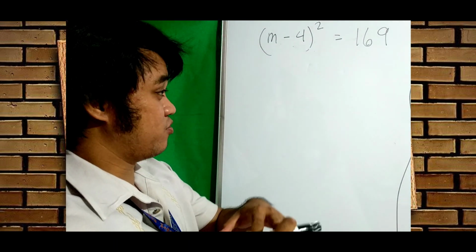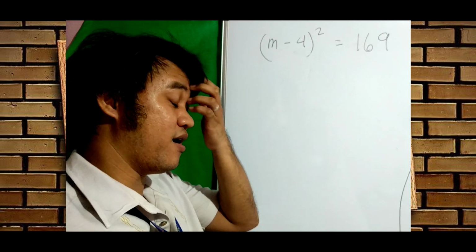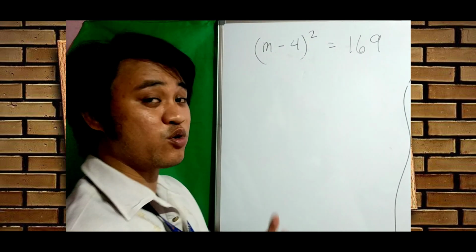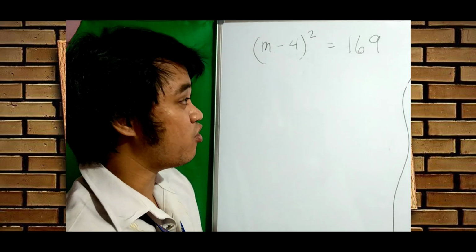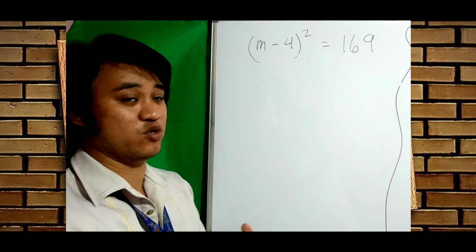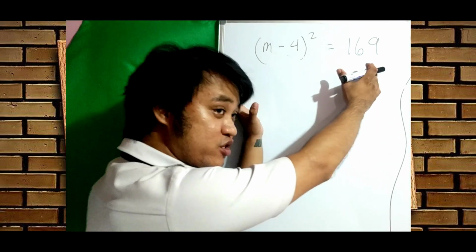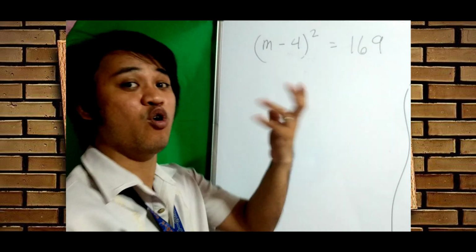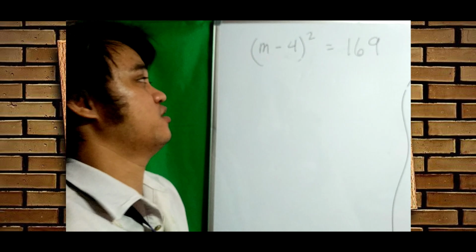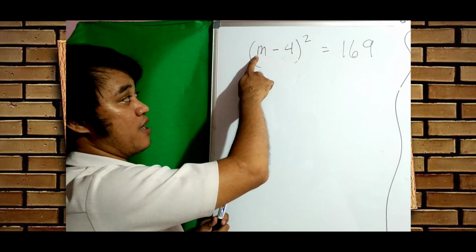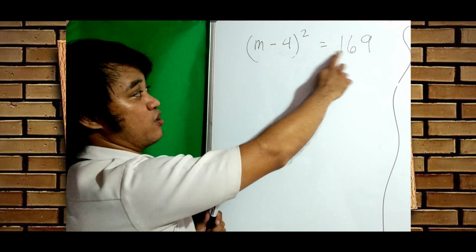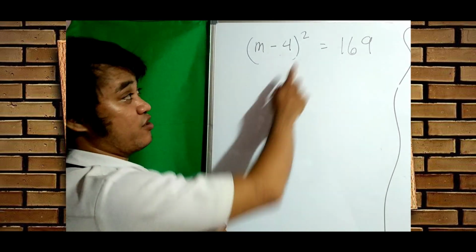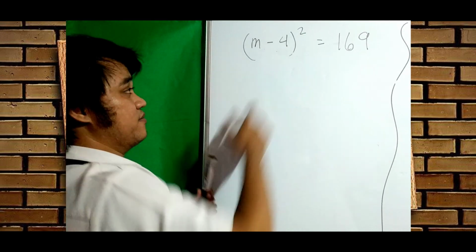So as we know, to solve the quadratic equation using extracting of roots, it's either x squared is equal to c or ax squared is equal to c. So we need to transform this equation first into either ax squared or x squared. So first, as we can see, (m - 4)² is equal to 169. So we need to eliminate the second degree.